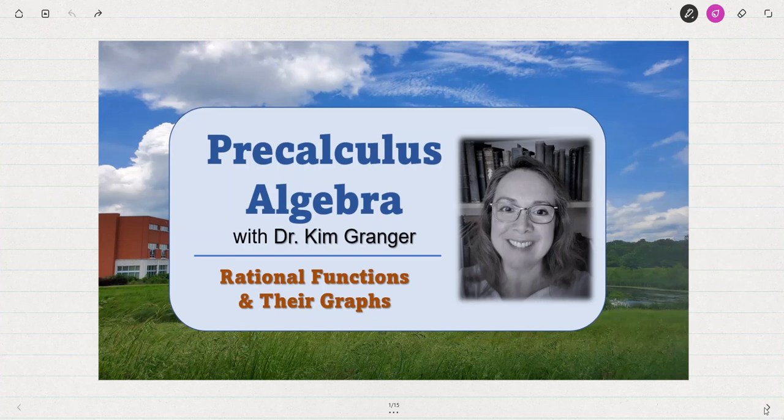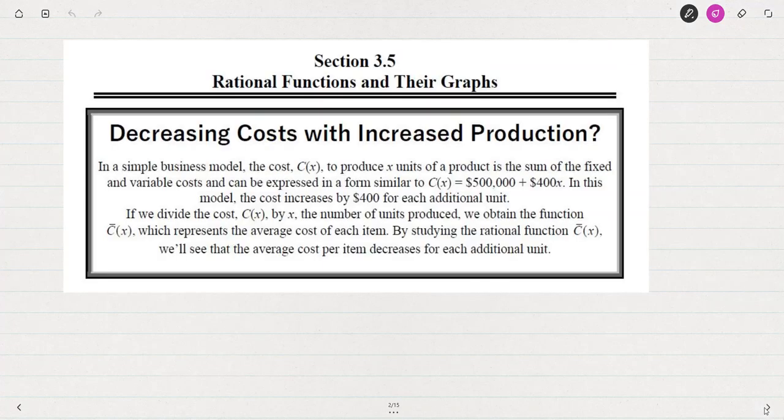There are a list of several steps that we follow to graph a rational function, and what we'll do in this video is walk through each of those pieces one at a time so that we can build up to that goal of being able to graph a rational function.